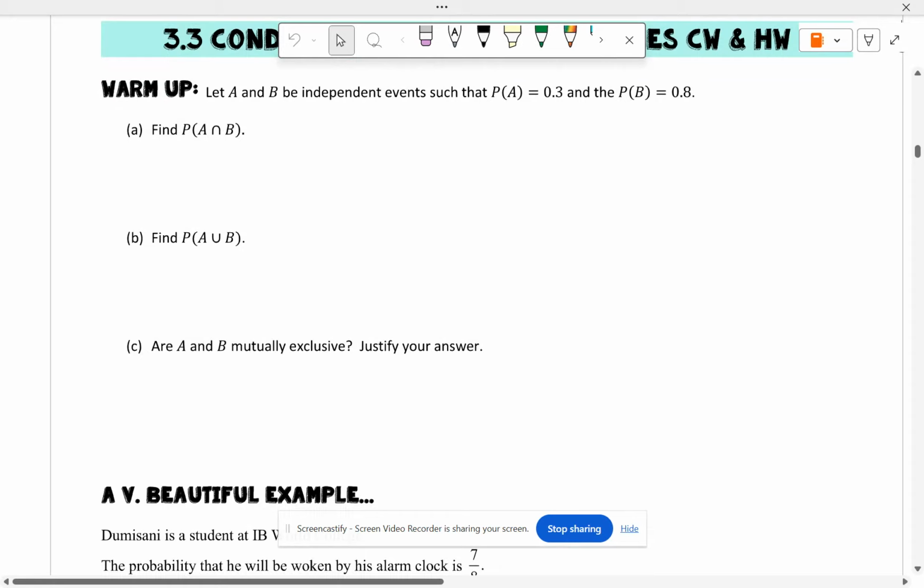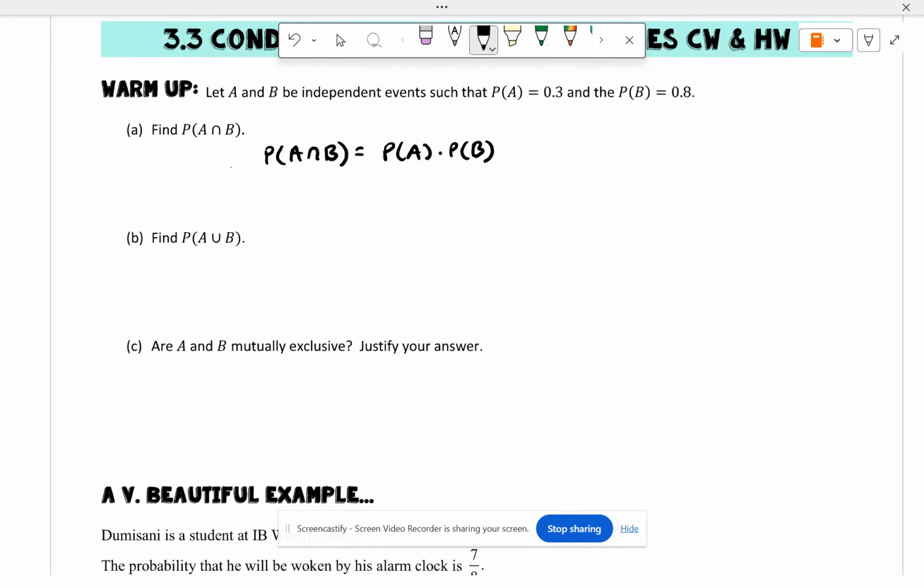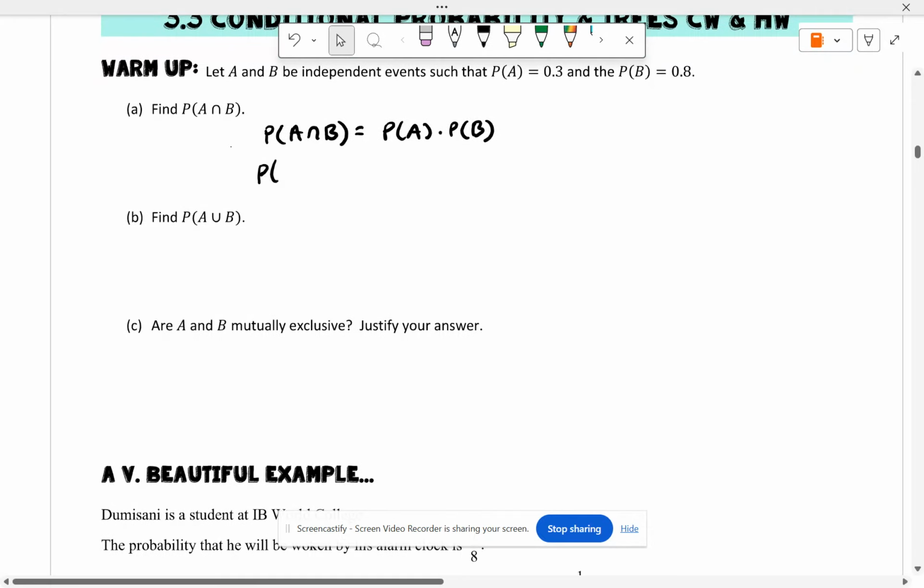Okay, so it says let A and B be independent events such that the probability of A is 0.3 and the probability of B is 0.8. Find the probability of A and B. What do you guys know about independent events? The probability of A and B is equal to? Okay. So, did they just give us all that stuff? They sure did.